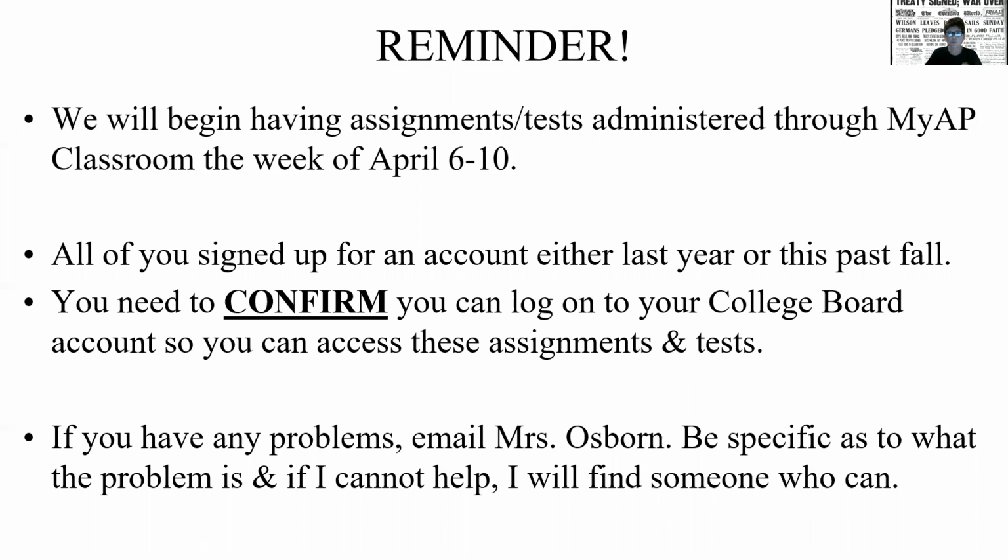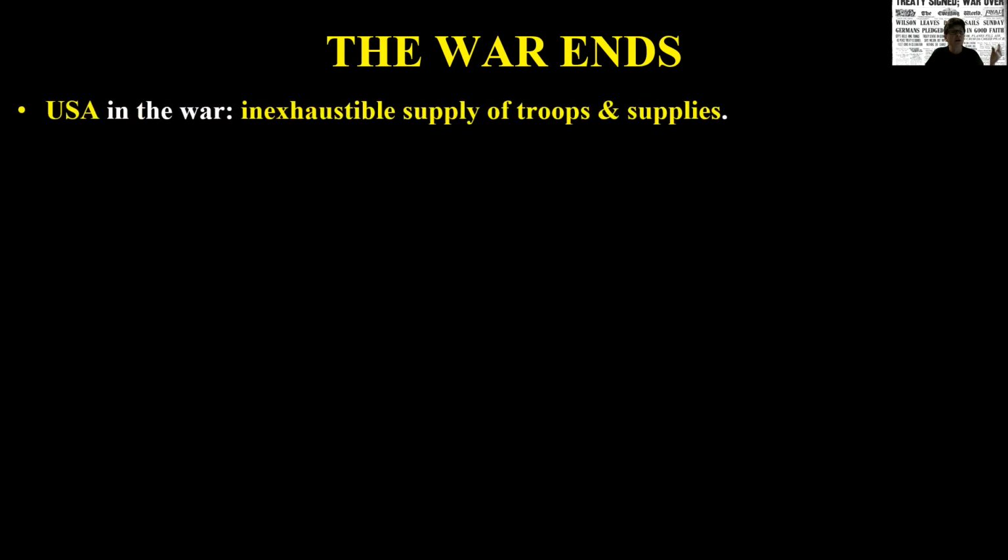So let's get going with this last PowerPoint. We're going to be looking at the end of the war, Versailles Treaty, Spanish flu pandemic, situation in the Middle East, and end up with China and Japan. So, USA in the war. Inexhaustible supply of troops and supplies. We don't come in until 1917. The rest of the world's been fighting for 2.5 years, using a lot of their colonial troops.